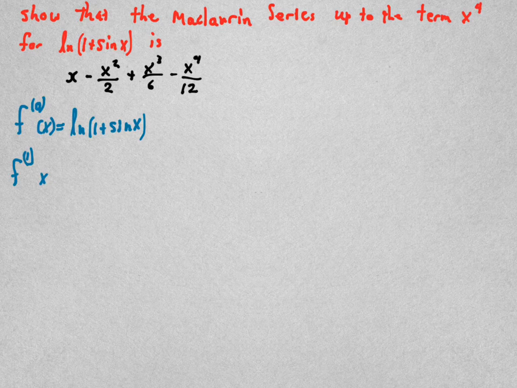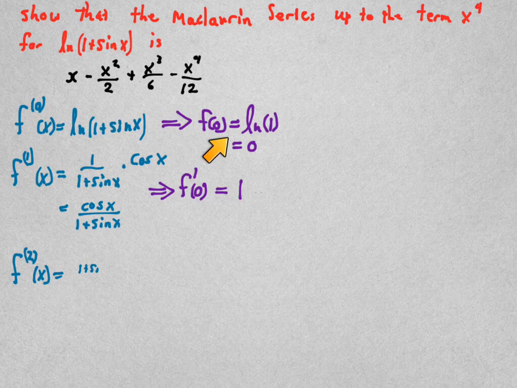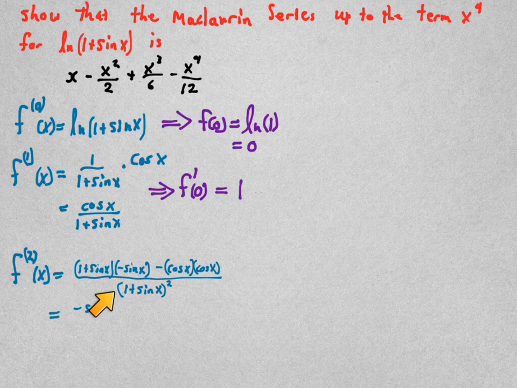We have to remember the chain rule. So the derivative of natural log times the derivative of 1 plus sine of x. And by the way, evaluating at 0 right away, so we have these values. We have 0 for the first term, 1 for the second term coefficient. And second derivative here, we have to use the quotient rule, and once we apply the quotient rule, we have to distribute the sine of x.